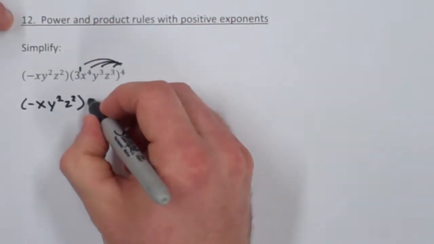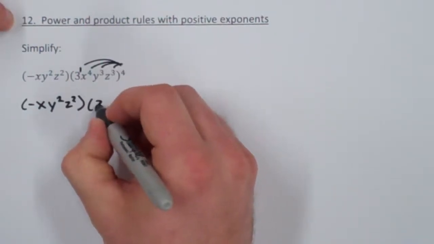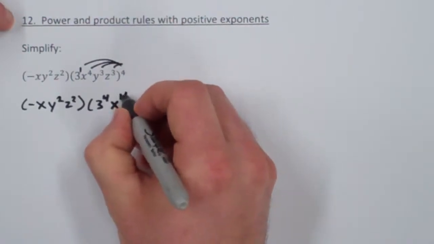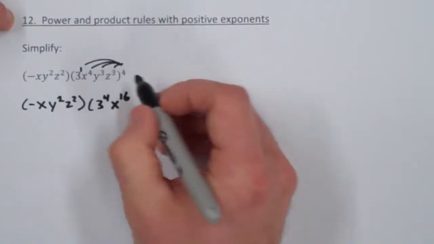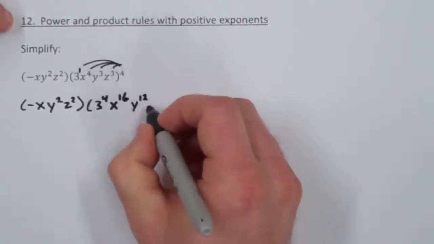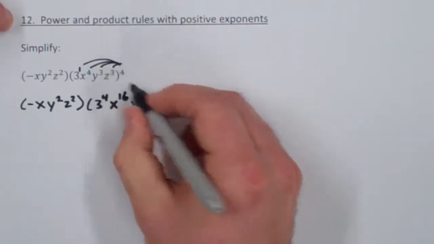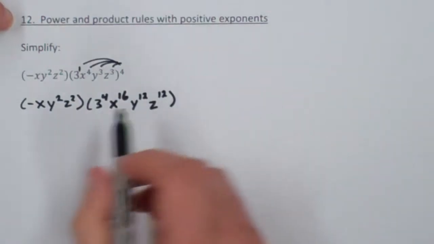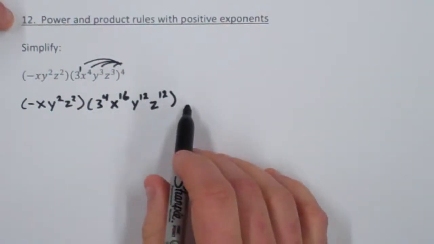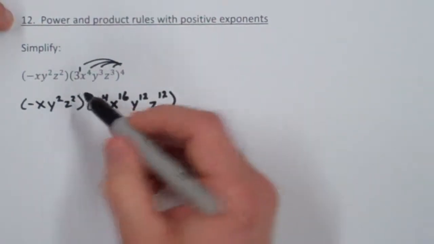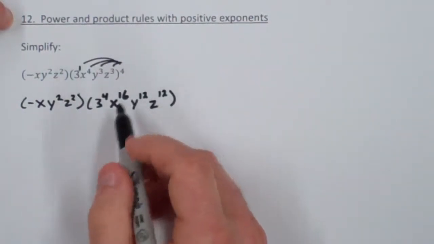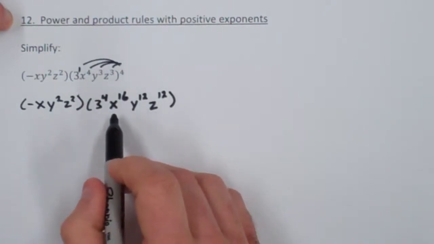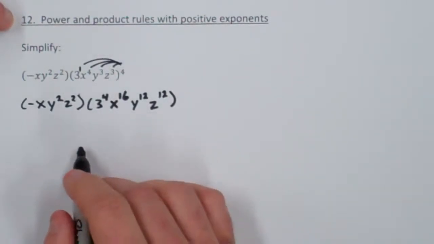So this one is going to be 3 to the 4th power. We've got x to the 4 times 4, which is 16. 4 times 3 would be 12. And then 4 times 3 again for z would also be 12. Really don't need the parentheses now. We don't have anything else to do out here. So if we want to, we can rewrite this whole expression right here with common bases, or bases that are the same next to each other.